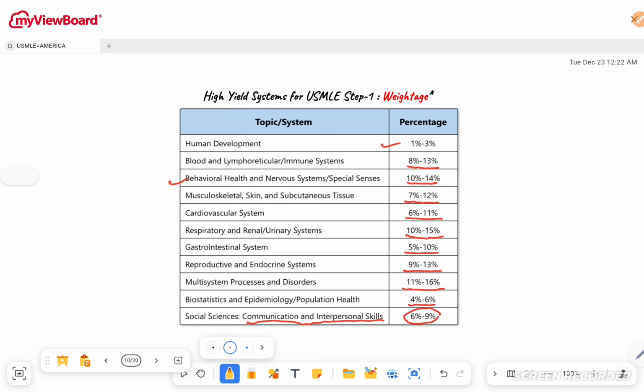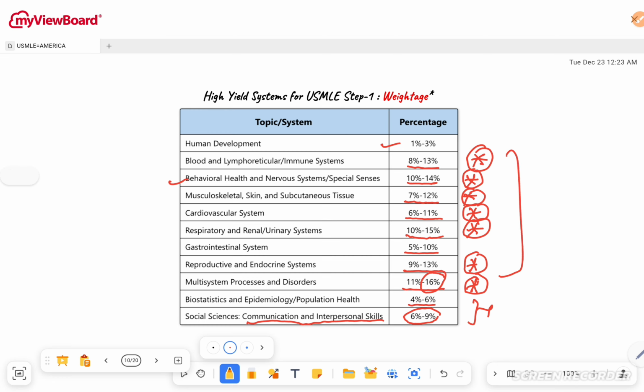High yield systems are hematology, and nervous system, and musculoskeletal system, cardiovascular system, renal system, reproductive system, and gastrointestinal is also somehow important. Reproductive and endocrine systems are also important. Multi-system processes and disorders, 16%, is very high yield. And biostatistics and epidemiology, social sciences, those are low yield topics.